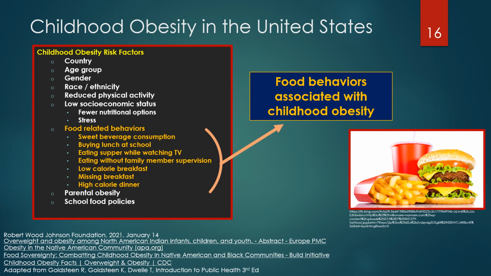Longitudinal studies have found a strong association between obesity and sugar sweetened beverage consumption. Some studies have shown that children buying lunch at school, eating supper while watching television, eating without family member supervision, consuming less calories at breakfast or more at dinner, and missing breakfast are associated with child obesity.